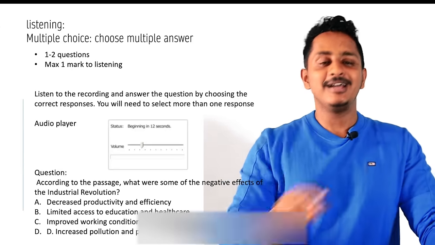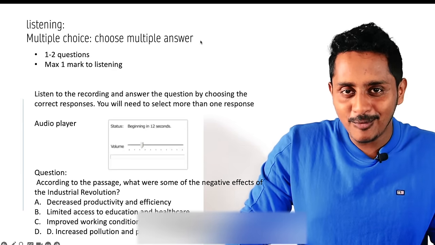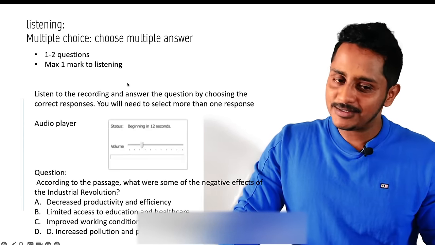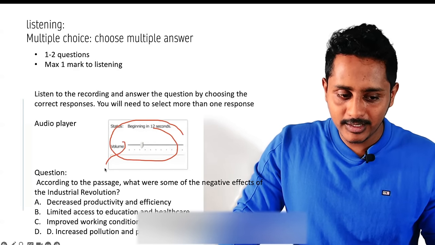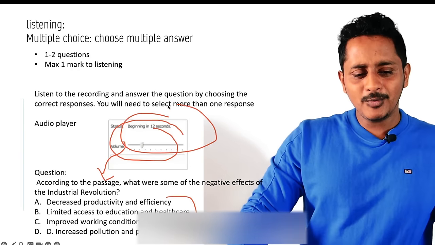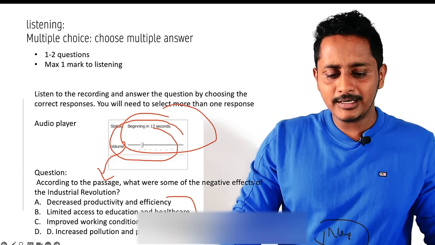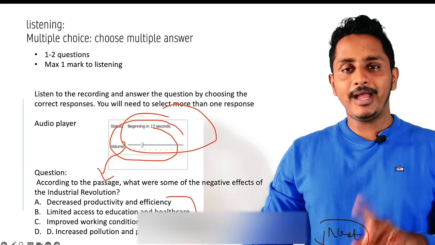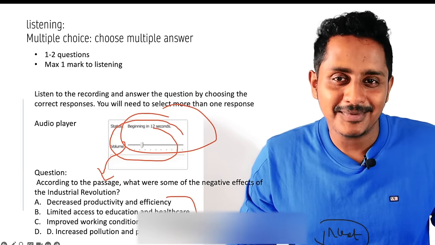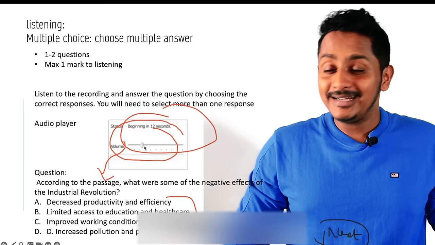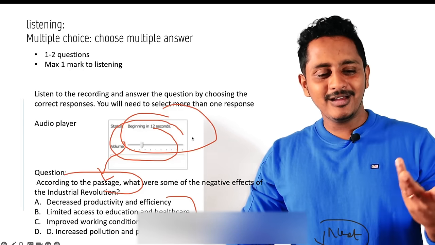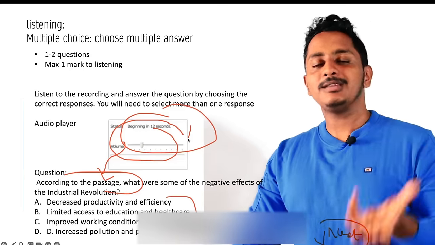So the same thing, this is that module which doesn't give you any score. Choose multiple answers, same as reading, but here you play the audio and then they have a question and more than one answer has to be selected. Listen to the question, the next button will not be activated immediately. In reading, it will be activated. In listening, it will not be activated. So, you cannot select the next button until the audio ends. So, listen to the audio, read the question, try doing it. Once the audio ends, be ready with the answer.